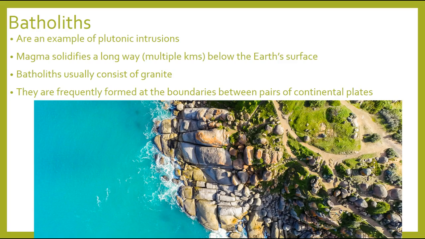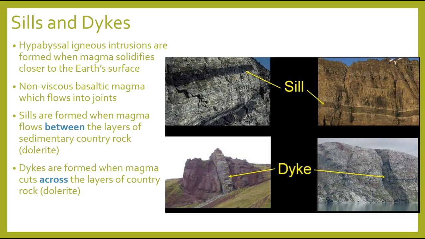So Granite Island at Victor Harbor, which we went to last term, is part of a batholith that was solidified about 490 million years ago, and it was beneath approximately 10 kilometers of rock and has then been uplifted and eroded away. Okay, sills and dikes are again igneous intrusions, but are what we call hypabyssal, which means they form closer to the surface of the Earth and solidify just below the surface of the Earth.